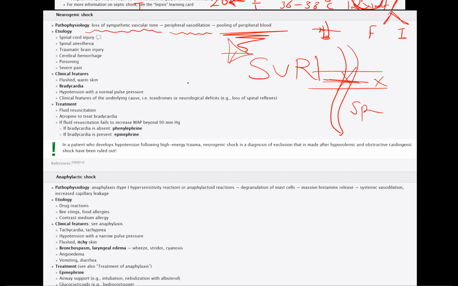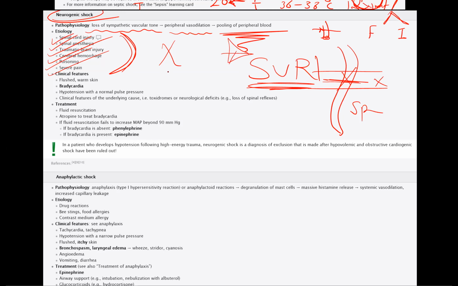Causes include spinal cord injury, spinal anaesthesia, traumatic brain injury, cerebral hemorrhage, poisoning, and severe pain. All these causes lead to loss of sympathetic tone, like high epidural. Spinal cord injury is the most common cause, and you have to understand why the patient is bradycardic and has low systemic vascular resistance with pooling of blood due to loss of sympathetic vascular tone, due to neurogenic shock.